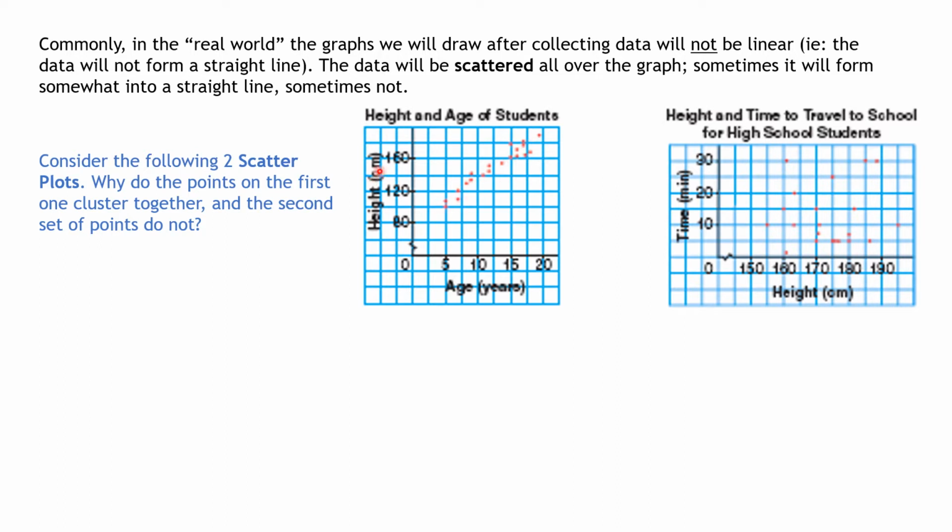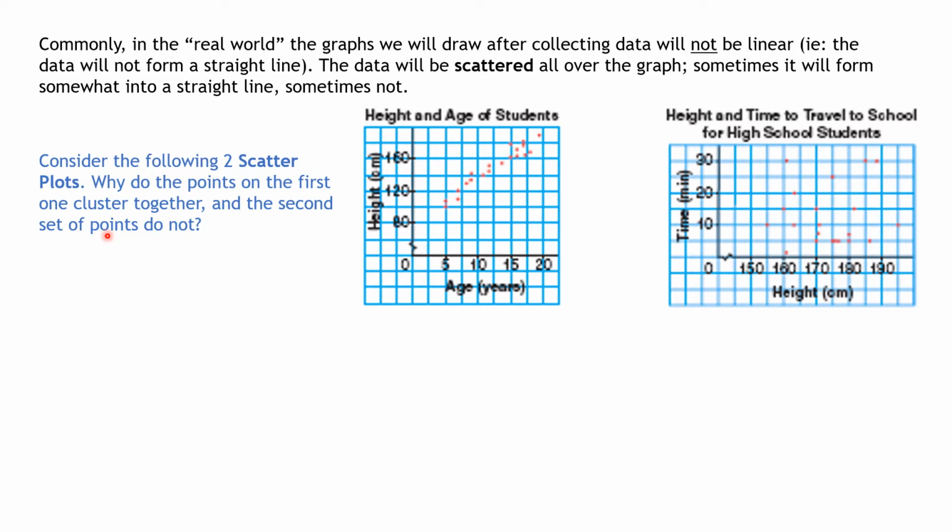There is definitely a relationship between height and age. If we're starting at 5 years of age and then going up to about 20, definitely there is a correlation there. Okay, it's an increasing pattern, and a pretty tight correlation. But over here, there's no connection between how tall you are and how long it takes you to get to school every day. So the points are scattered all over the place. There's no relationship between them at all. The taller you are doesn't mean the further you are living away from home. So that's why the points on the first one cluster together and on the second one they do not.